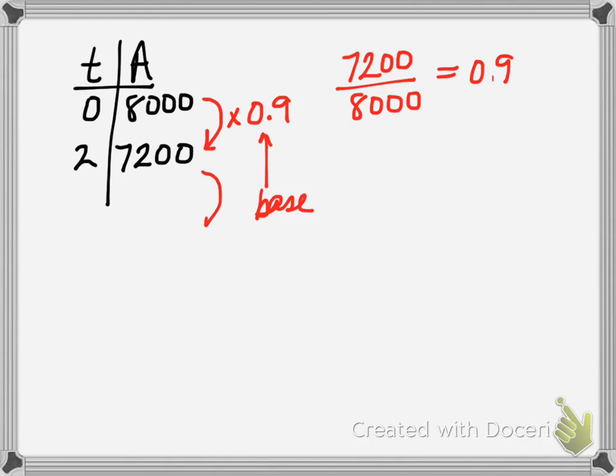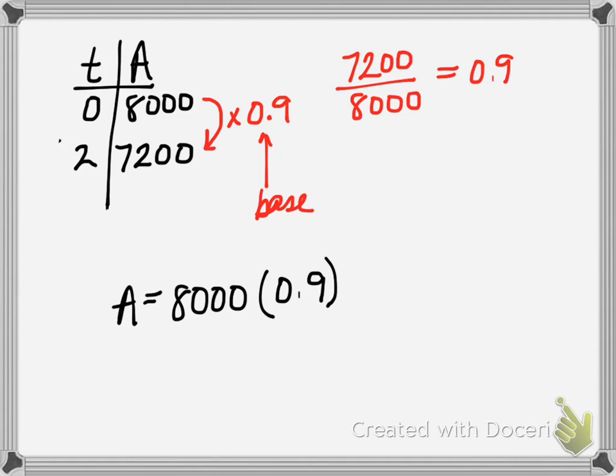In fact, if you wanted to continue making this table of values, you could multiply 7,200 times 0.9, but you would have to be aware that my time values were jumping by 2 years, so I'd be going to 4 if I was continuing my table. But rather than continuing the table, let's think about how to write this as an equation. I'm going to have my initial population of 8,000 people, and this time I'm going to use a base of 0.9.